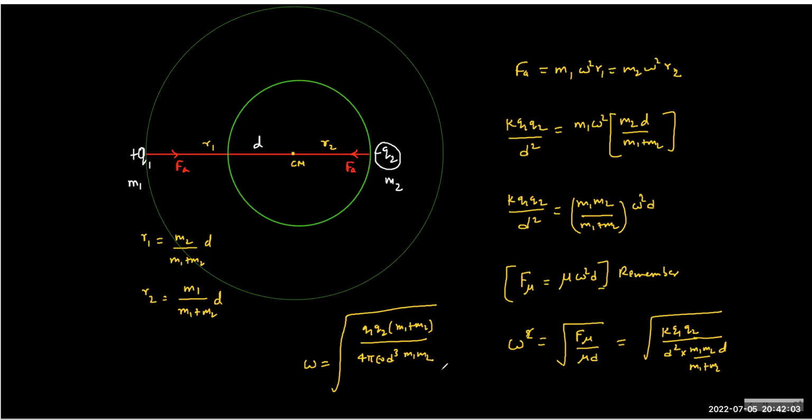So they will be asking you omega and maybe the time period, like how much time it will take to complete one circle around each other. So the answer is 2 pi by omega. I hope this is clear, guys. Yes, sir. So now we can go.